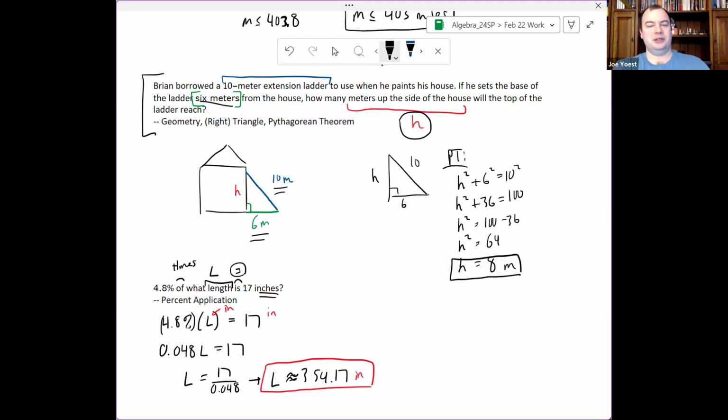We see we can model this situation as a right triangle with side lengths H and 6 and hypotenuse 10. And then the Pythagorean theorem says that H squared plus 6 squared equals 10 squared, or H squared plus 36 equals 100.